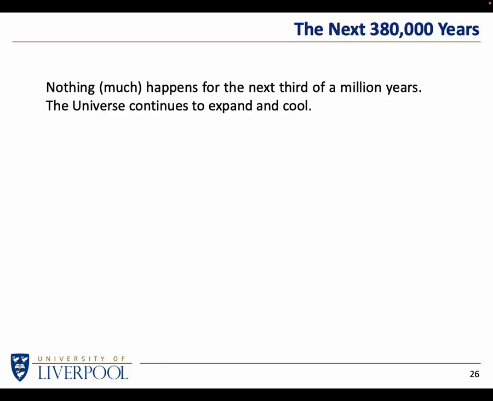But there's a particular watershed at 380,000 years. What happens at that point? At that particular time, the universe has cooled to a particular temperature, about 3,000 Kelvin. Why is 3,000 Kelvin a particularly important temperature?